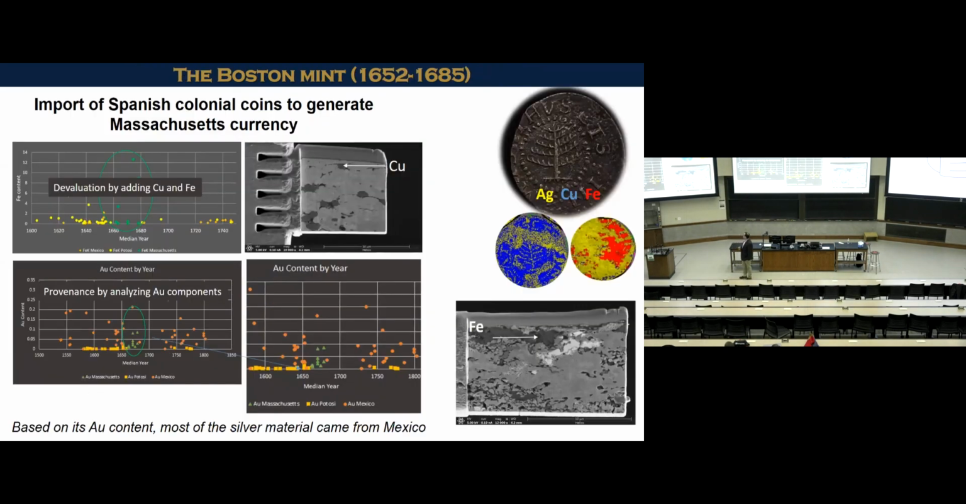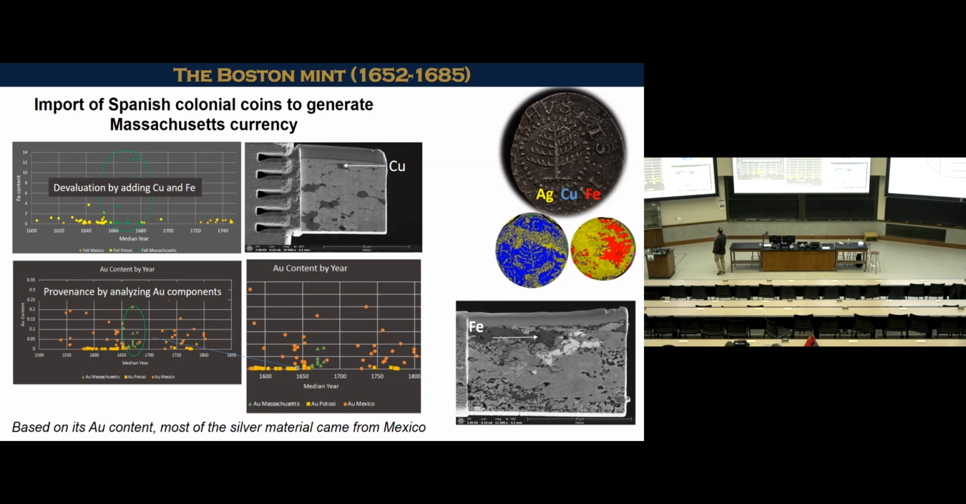But another interesting thing that we figured out is that Boston coins contain a lot more iron and copper. So what essentially the mint master did, he melted one of these Latin American coins, added some copper or iron, to reduce the amount of silver, and that made it financially profitable.